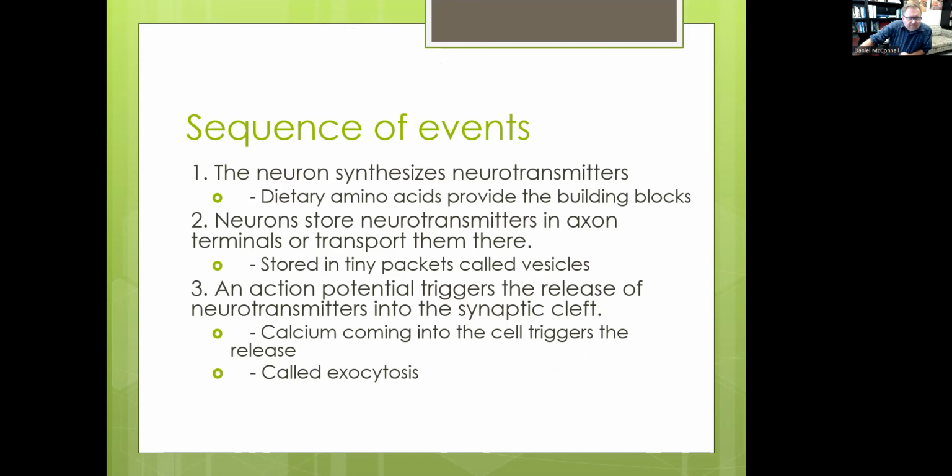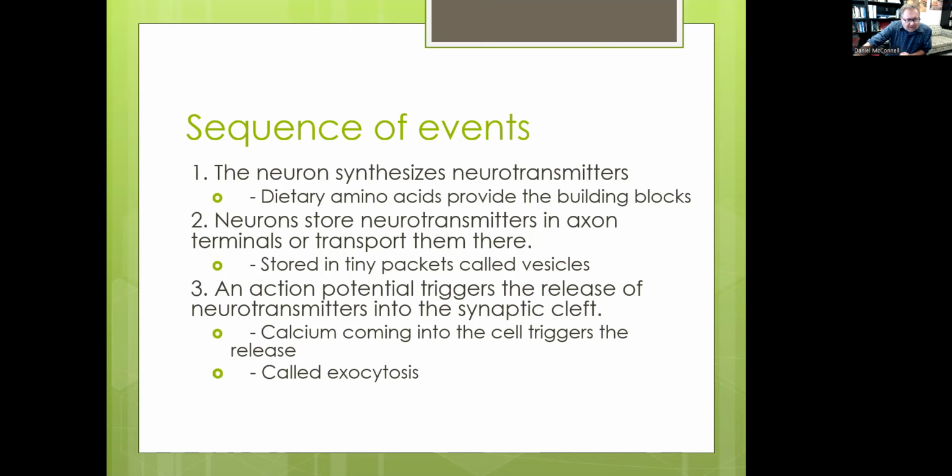First thing is that we have to make the neurotransmitters, synthesizing neurotransmitters. Most neurotransmitters are made out of amino acids, and we get amino acids in our diet. So oftentimes you hear about the so-called amine type neurotransmitters, right? And that is because they are made out of amino acids. We don't necessarily need to get into the chemistry of amino acids here, but that's just a fact that we'll need to know.